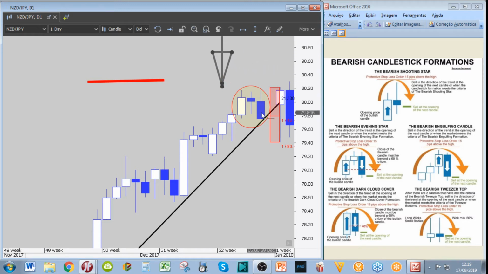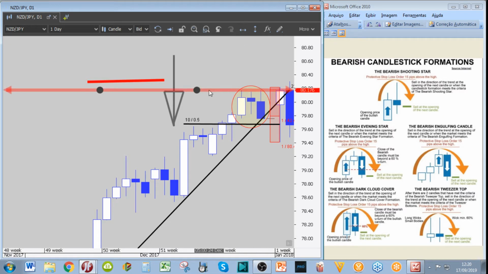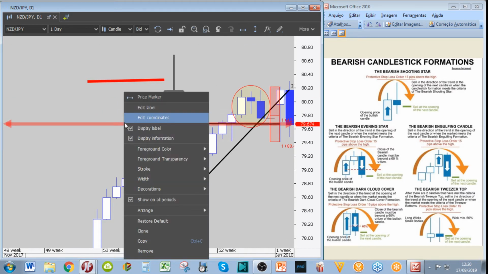Now one more thing. This bearish dark cloud cover happens after the counter trend line break. Joe, how are you? So we would enter the market, shorting the market in here. This is going to be our entry point. Let's color code this in green.